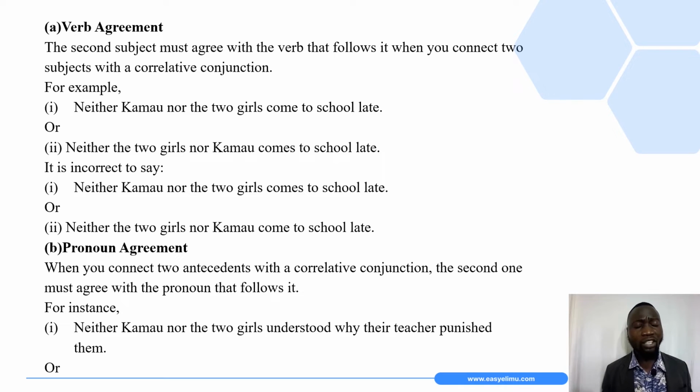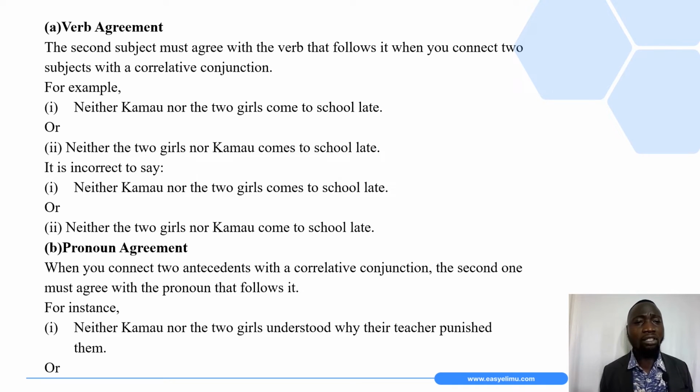So when writing or constructing sentences, always ensure that the second subject agrees with the verb that follows it when you connect two subjects with a correlative conjunction. For example, neither Kamau nor the two girls come to school late. Or we can say, neither the two girls nor Kamau comes to school late. So it is incorrect to say, neither Kamau nor the two girls comes to school late. It is also incorrect to say, neither the two girls nor Kamau come to school late.